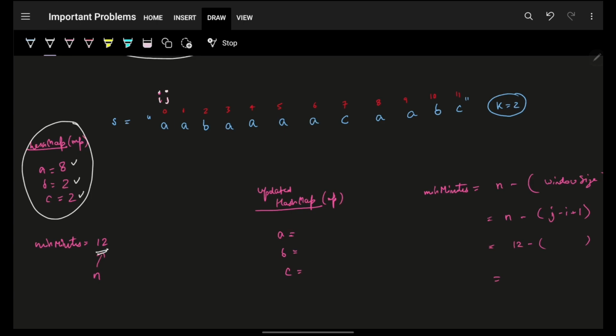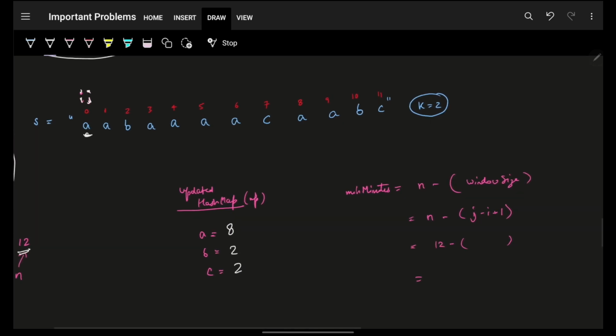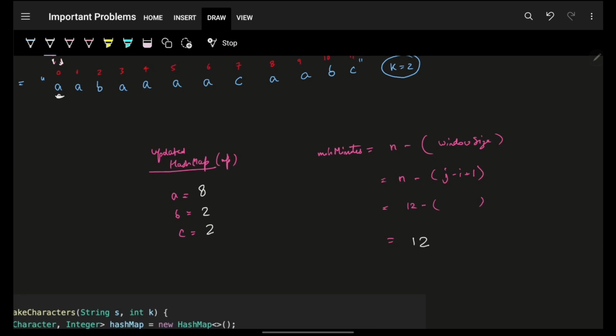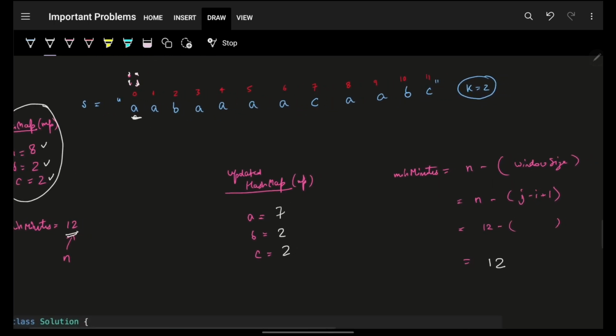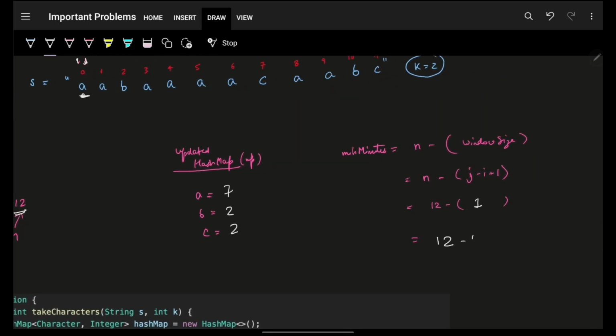As you can see, in the sliding window two-pointer approach we have these two pointers. I will simply have my i here. Now as I take my A, this A will come in my window, which means its frequency should be decreased. In the very beginning, if these are all the frequencies and my minutes is 12, if A is coming in the window, I will decrease A. So this will become 7. With this decrease, I see the window size is 1. Simply subtract 1. Okay, minimum minutes so far is 11.